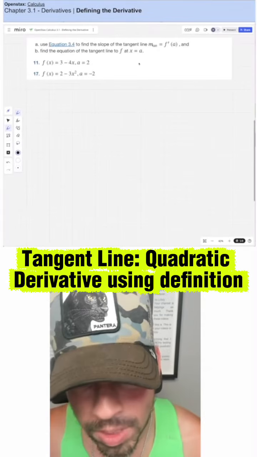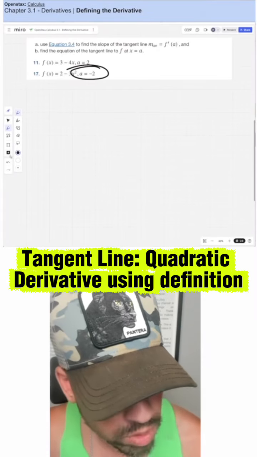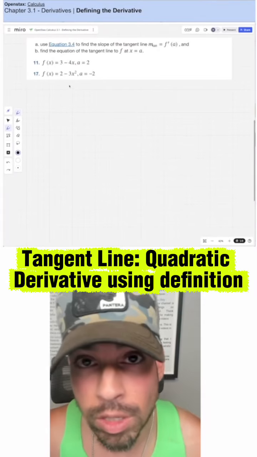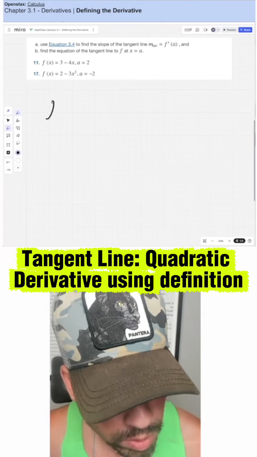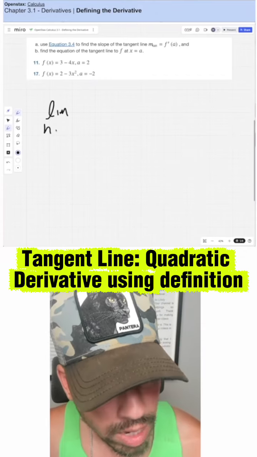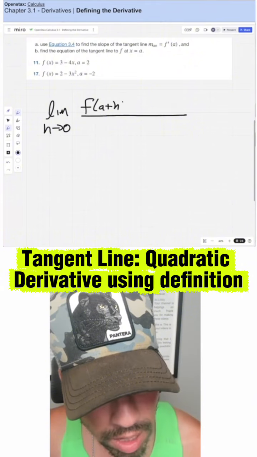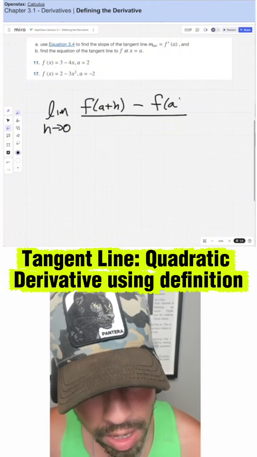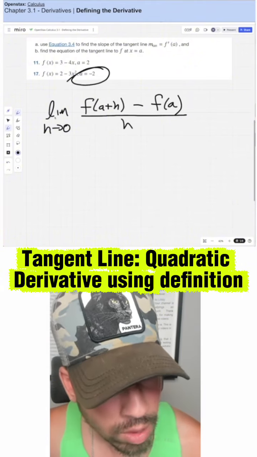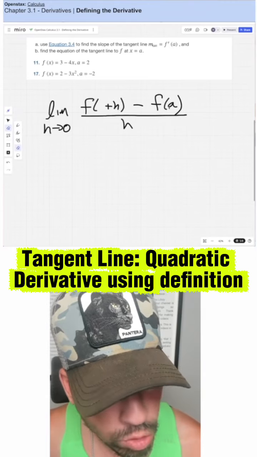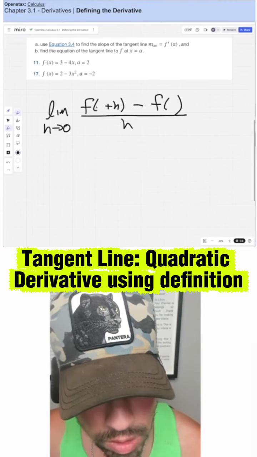We're trying to find the slope of the tangent line at a equals -2. So we are going to use our difference quotient. Check it out. We're going to say the limit as h approaches 0 of f of a plus h minus f of a over h. And what is our a value? That is -2. So I'm going to plug in -2 into these two values.